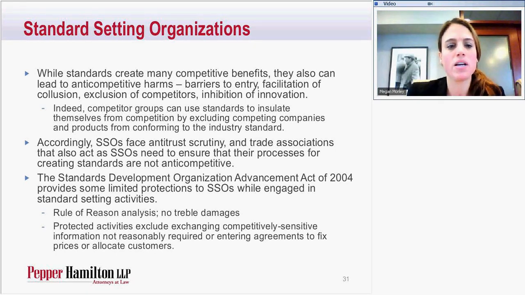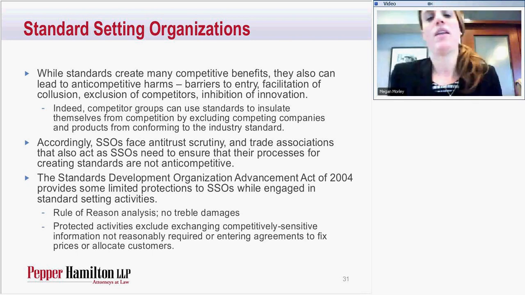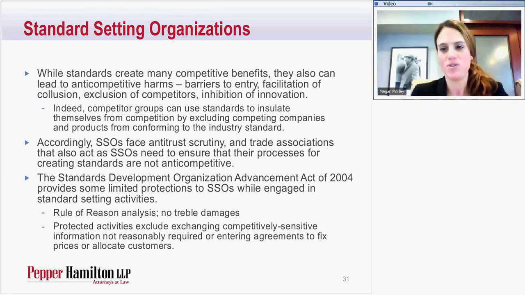Because of that, standard setting organizations need to ensure that there are processes in place for creating standards that are not anti-competitive, and I'm going to go over those shortly. But I also wanted to note that in 2004, an act went into force. It's called the Standards Development Organization Advancement Act of 2004.